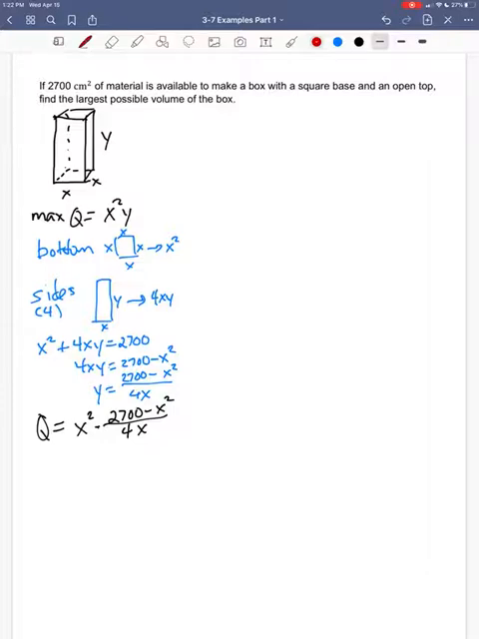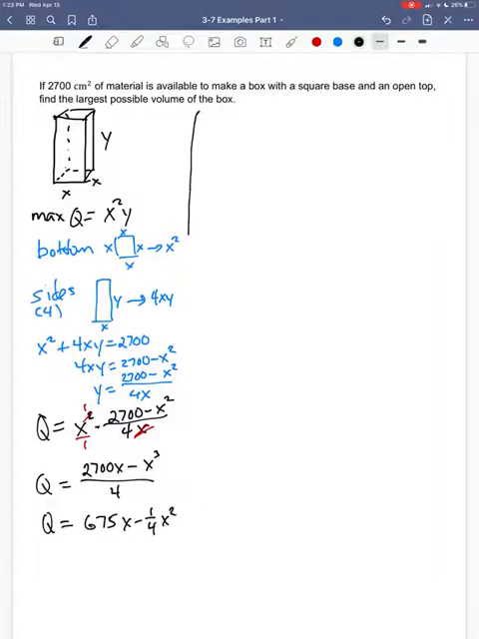This is really x squared over 1. So one of these x's is going to cross out one of these x's, which leaves an x in the top. I'm going to distribute that x to both terms in the numerator. And so my function q is going to be 2700x minus x cubed all over 4. I can just divide both parts of the numerator by 4. So I'm going to get q equals 2700 divided by 4 is 675x minus 1/4 x squared. And that's essentially the setup to the problem.